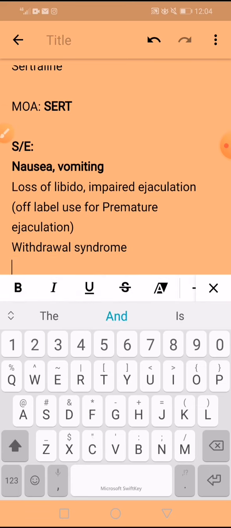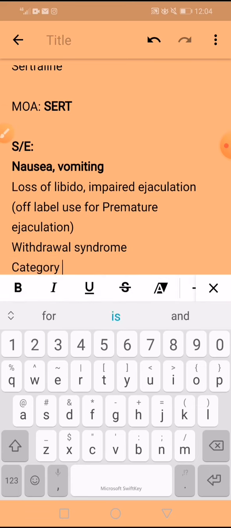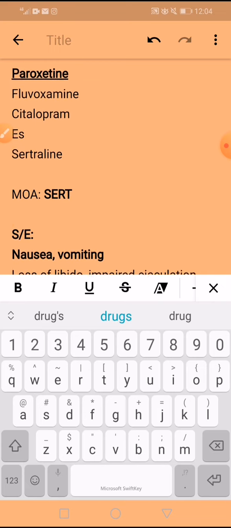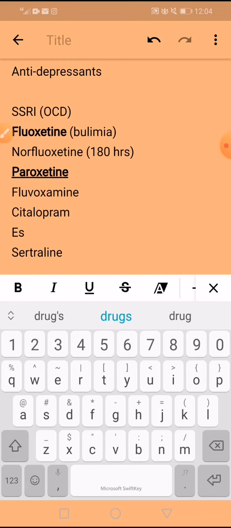Most of the SSRIs are category C drugs, meaning they are not outright teratogenic, but they do have certain unpleasant effects such as growth restriction of the fetus. We have one exception, which is paroxetine, which is a category D drug because it is teratogenic and it is actually associated with cardiac septal defects.